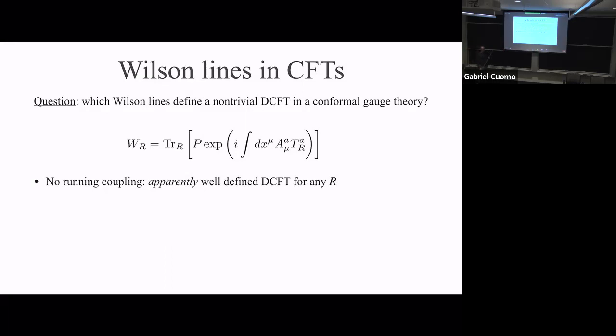So naively the answer is yes, because this line doesn't have any coupling up front. The size of this is fixed by gauge invariance, so there is no free coupling. Naively, you think all representations define a Wilson line. In other words, if you think of the nucleus, every charge Q of the nucleus is allowed.